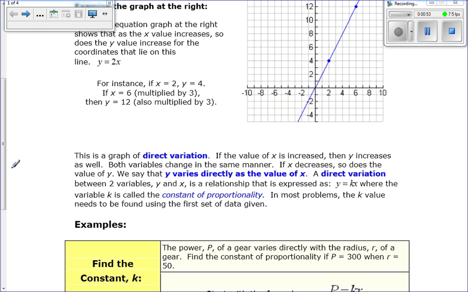If the value of x increases, then y increases as well. Both variables change in the same manner. If x decreases, so does the value of y. We say that y varies directly as the value of x. A direct variation between two variables, y and x, is a relationship that is expressed as y equals k times x, where the variable k is called the constant of proportionality. In most problems, the k value needs to be found using the first set of given data.